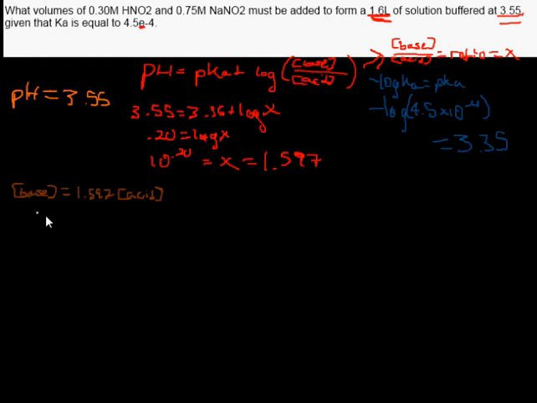So, yeah, it makes sense to do this. Now, we know the total volume of this is 1.6, and the initial volumes of both of these is 1.6. So let's go ahead and write down that relationship, shall we? The volume of the acid plus the volume of the base is equal to 1.6 liters.